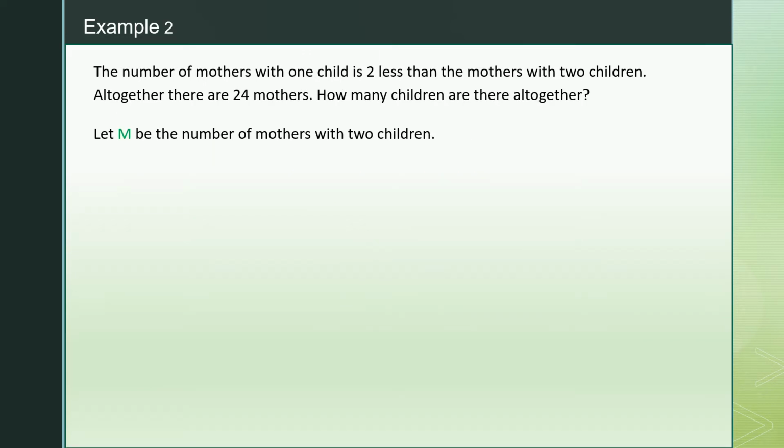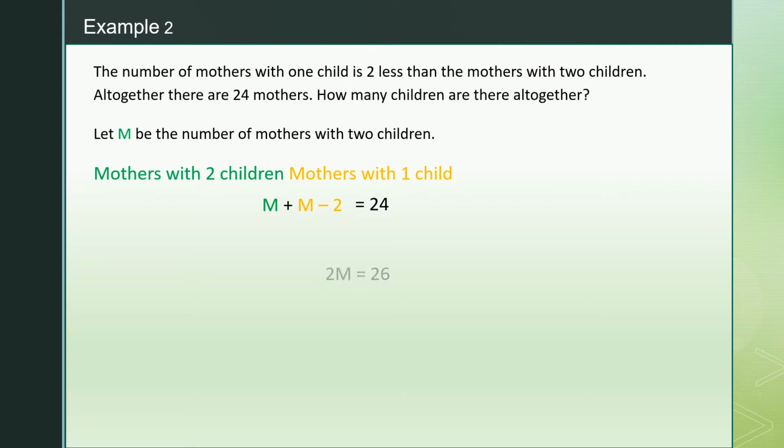Let m be the number of mothers with 2 children. The number of mothers with 1 child is 2 less than the mothers with 2 children. So the mothers with 2 children is m. Mothers with 1 child is m minus 2. Altogether, there are 24 mothers. M plus m minus 2 equals to 24.